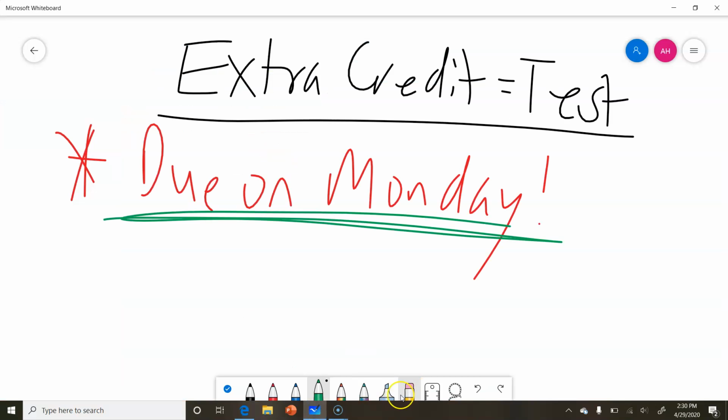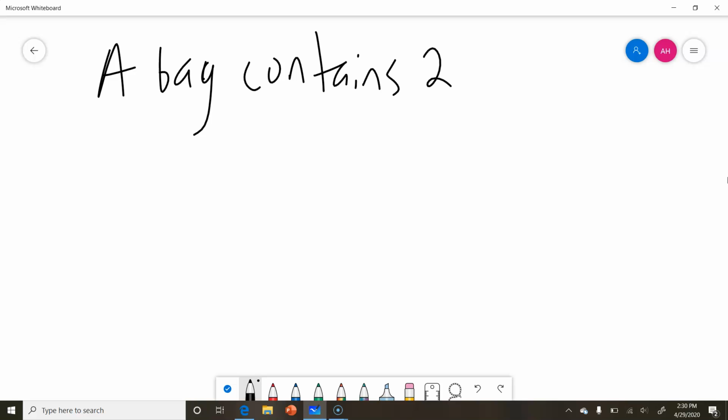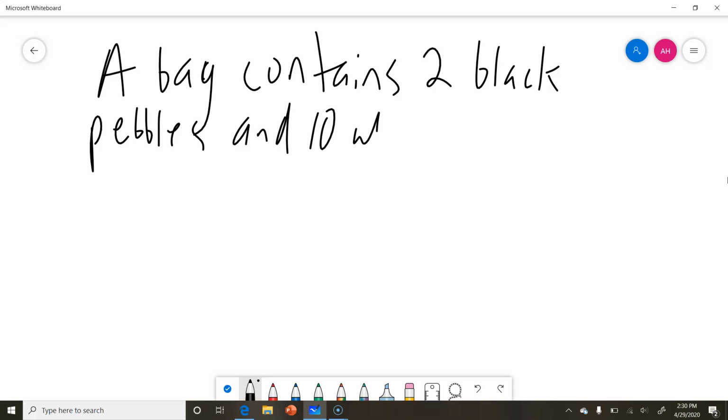So talking about probability, I'm going to do 1 or 2 of those to help us understand. So this was from the test. One of the questions said a bag contains 2 black pebbles and 10 white pebbles.